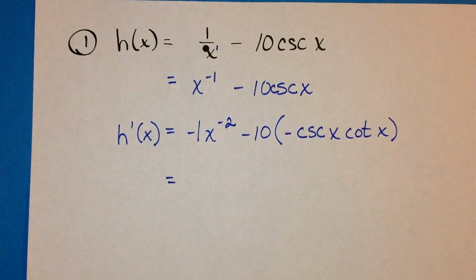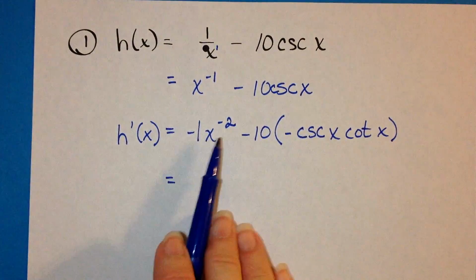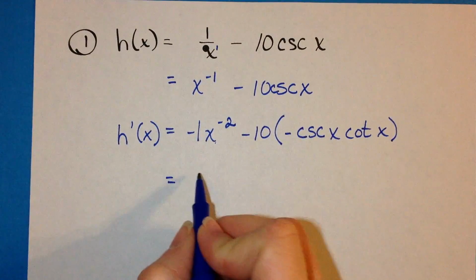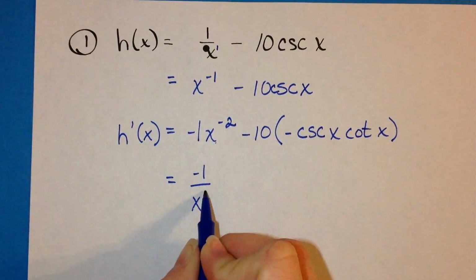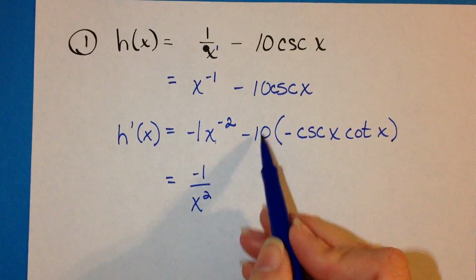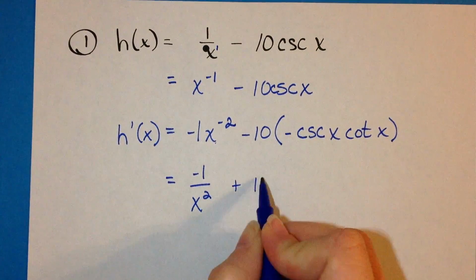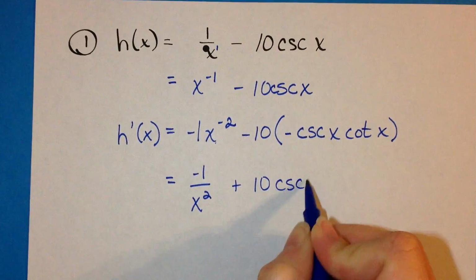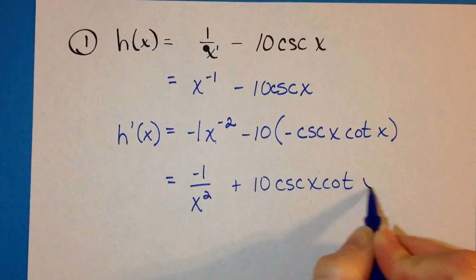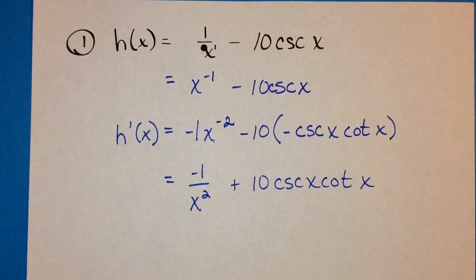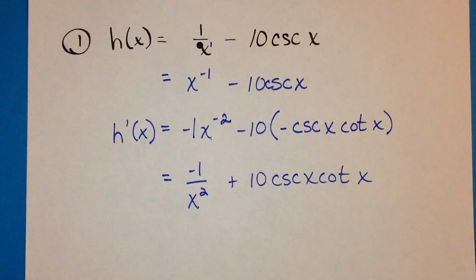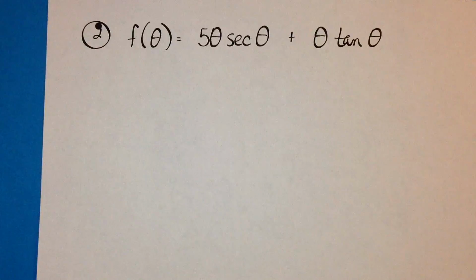Okay, so now what we need to do is just a little bit of rewriting. Of course, I need to rewrite this so I have a positive exponent. And this would end up just changing to be a plus because you got a negative 10 times a negative 1. So this would be your derivative for this particular function. Okay, next example.